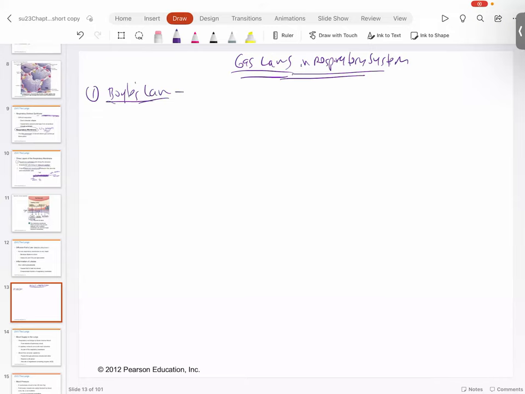Anybody know what Boyle's law is? So this is basically a law that determines the pressure of a gas relative to its volume. Okay. So this basically states that the pressure of a gas is inversely proportional to the volume that contains it.